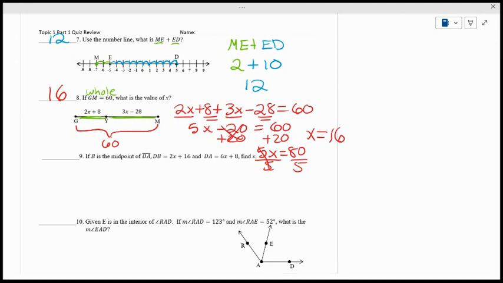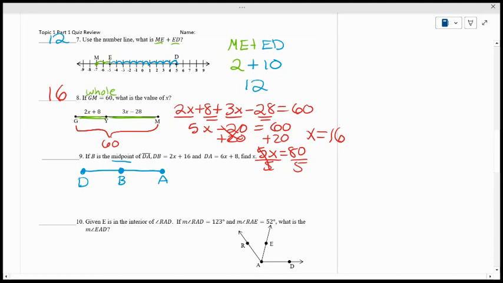So far, we haven't had to draw much, but if you look at number 9, it doesn't give us a picture. If M is the midpoint, mid is the middle. When I cut something in the middle, I cut it in 2 equal slices. So I'm going to draw that. If B is the midpoint of DA, DA being a segment, and B is supposed to be in the middle.